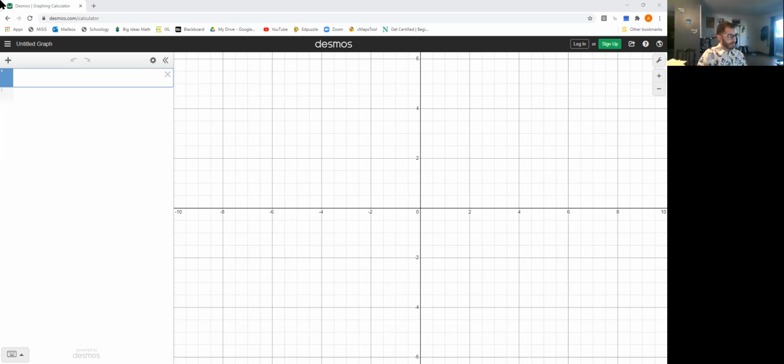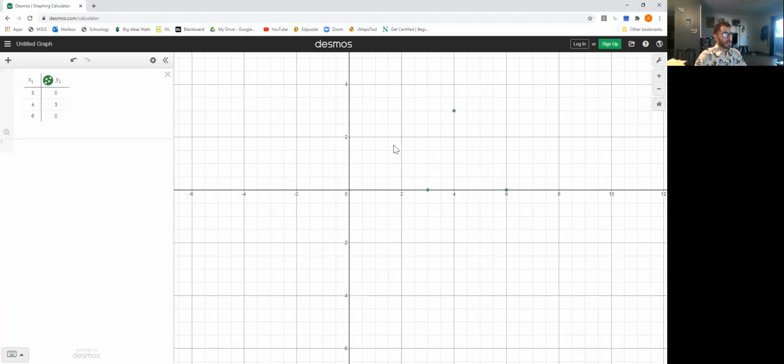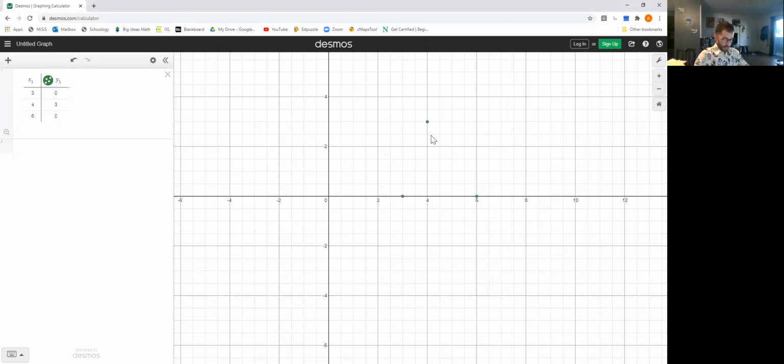Okay, so we're going to have a triangle, which if you remember, we're going to go to the plus sign on Desmos and down to table. We're going to type in the coordinates for this triangle JKL at (3, 0), (4, 3), (6, 0). Okay, can we picture this triangle right here?